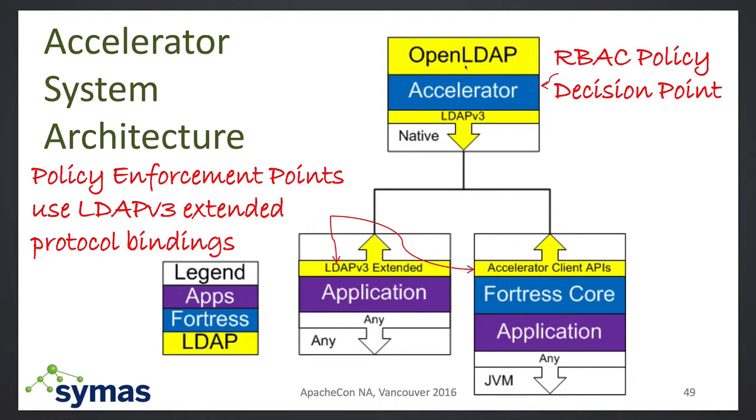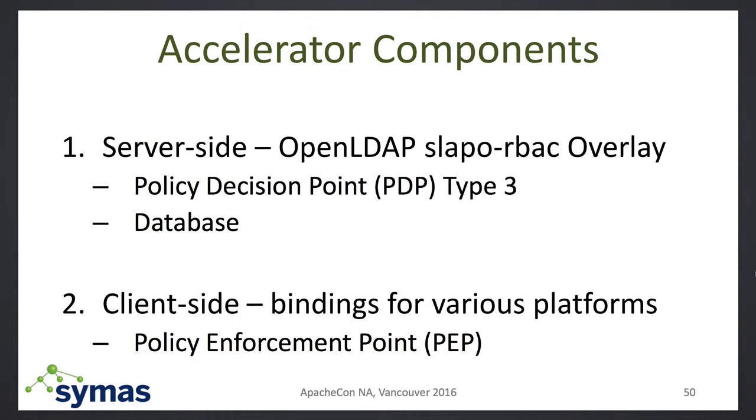And so it is now a type 3 policy decision point. So inside of that, which has a database, there's also the accelerator, which is the policy decision point. And then we have various ways to access it. The Fortress core APIs themselves can be used to interact with it, or any platform that can do LDAP v3 extended calls can do it. So Python, PHP, whatever. If you've got an LDAP toolkit, you can interact with this thing. So it's real easy to build policy enforcement points now.